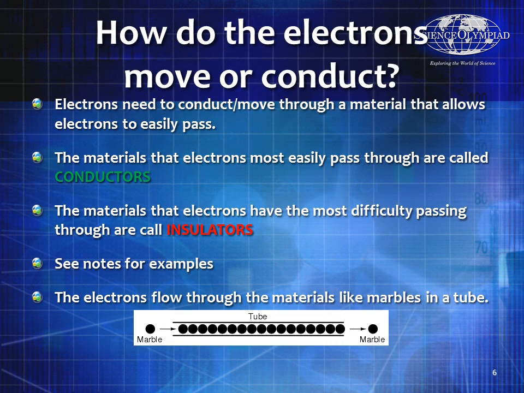So, how do these electrons move or conduct? They need a conductor, which is a material which allows electrons to easily pass. We talked about that in the previous practice. The materials that they can pass through easily are called conductors. Materials that they can't pass through very easily are called insulators. You'll notice we gave a lot of examples last time, and if you go to the homework generator and go to the material data sheet, there are examples as well.